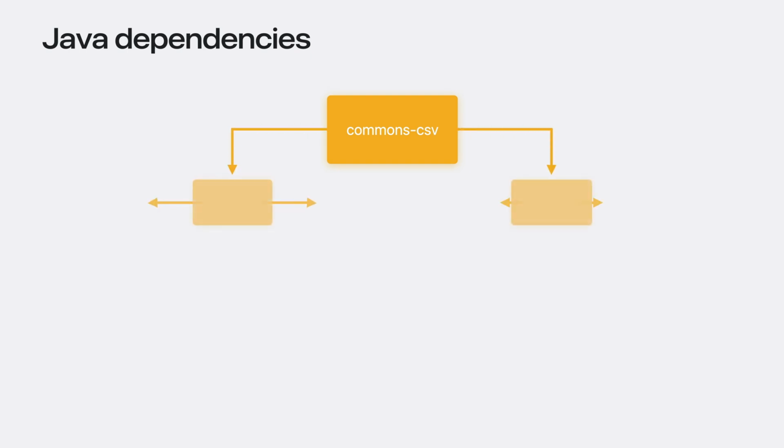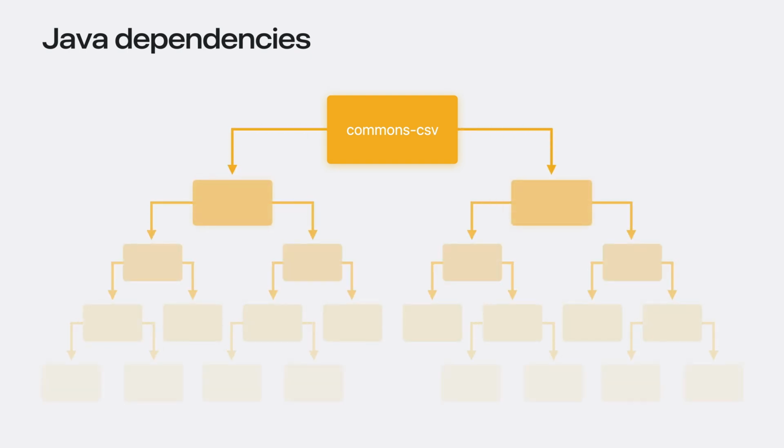Not only do I need to find the library itself, but also all of its downstream dependencies. Dependency resolution gets complicated very quickly, since Java libraries often have many transitive dependencies, which also have their own dependencies, and so on.